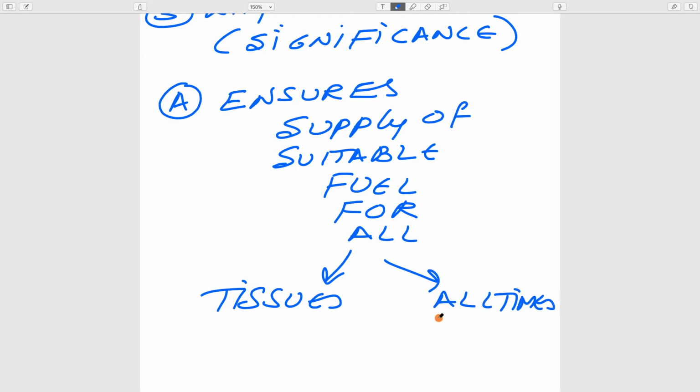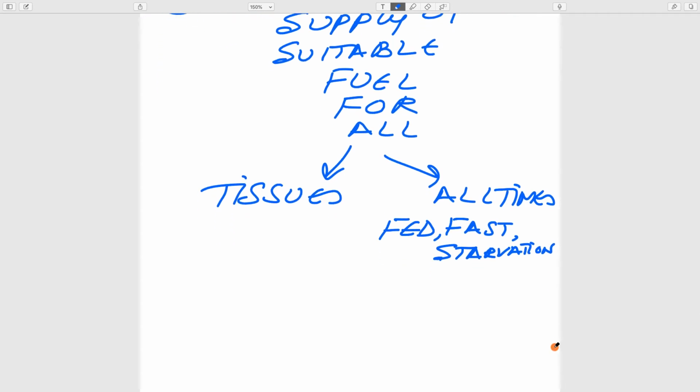What does it mean, all the times? It may be the post-absorptive state, that is fed, and fast, and also starvation, in all the tissues. So in all these states, the metabolites have to ensure the supply of energy.